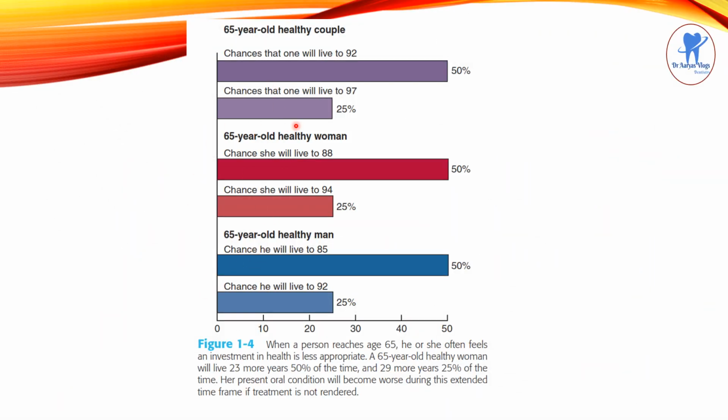Here, when a person reaches 65, he or she often feels an investment in health is less appropriate. A 65-year-old healthy woman will live 23 more years, 50% of the time, and 29 more years, 25% of the time. And her present oral condition will become worse during this extended time frame if the treatment is not rendered.